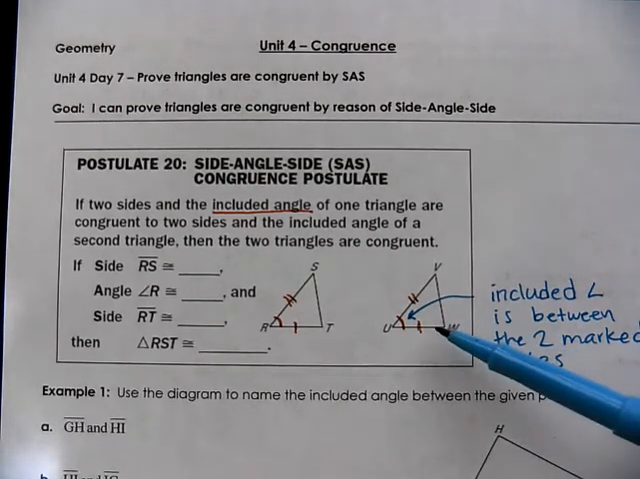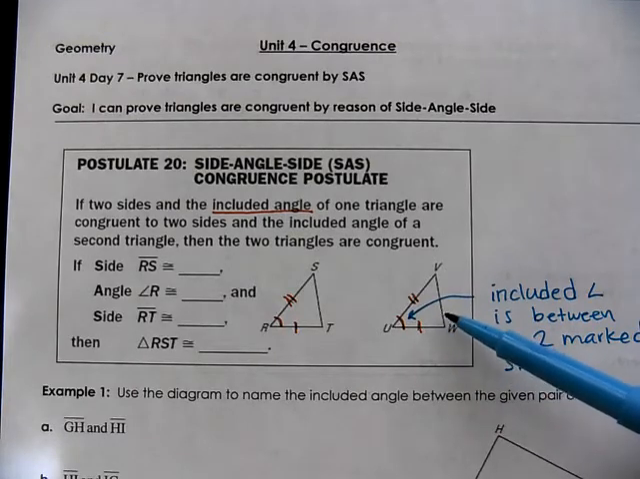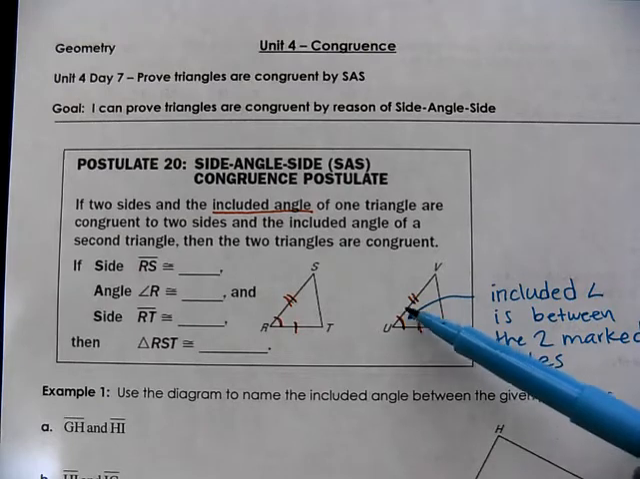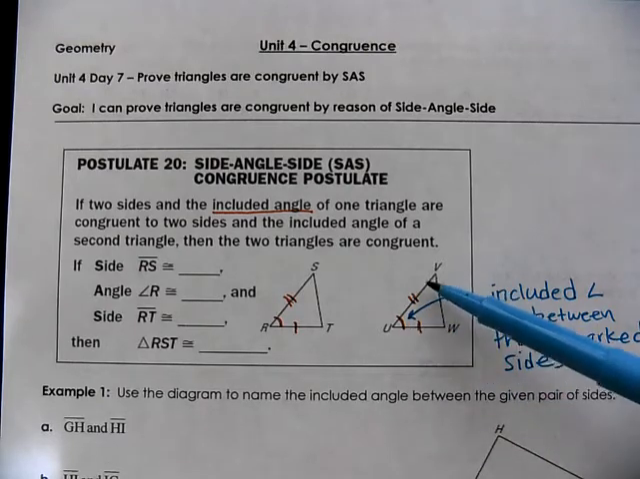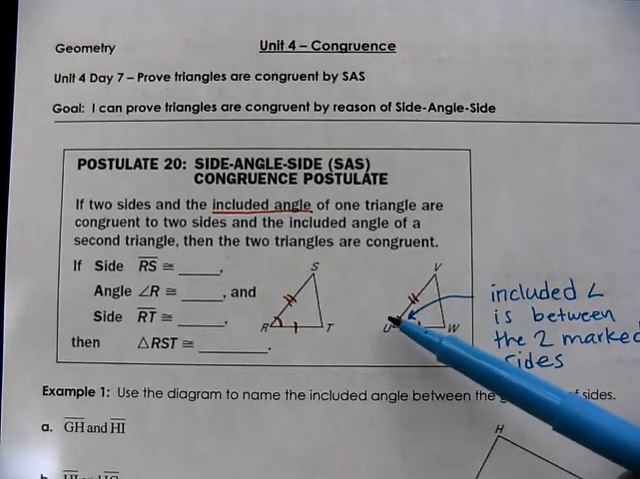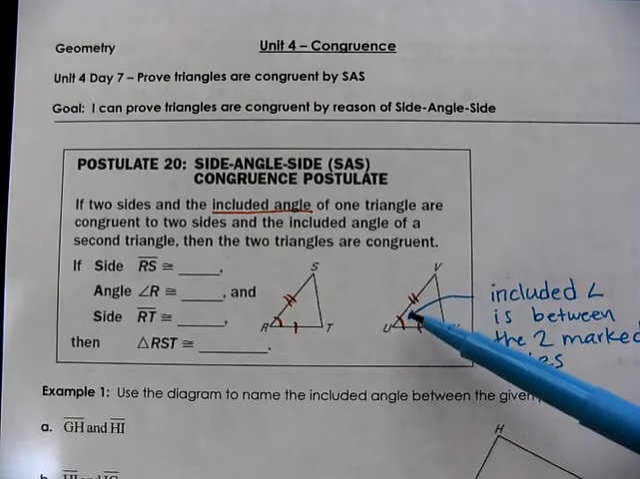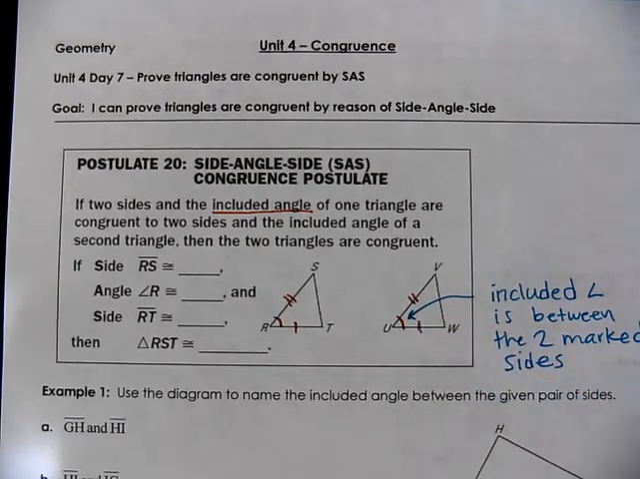So for example, angle W would be a non-included angle because it is not between the two marked sides. Angle V is also a non-included angle. Only angle U is an included angle, so it's between. You can think of it as touching the two marked sides.